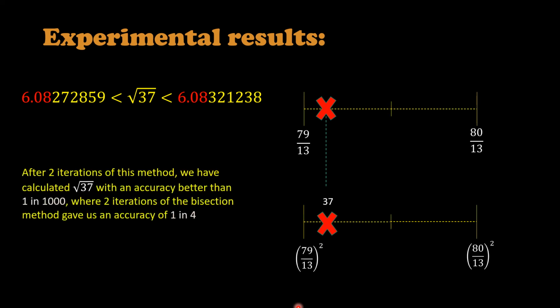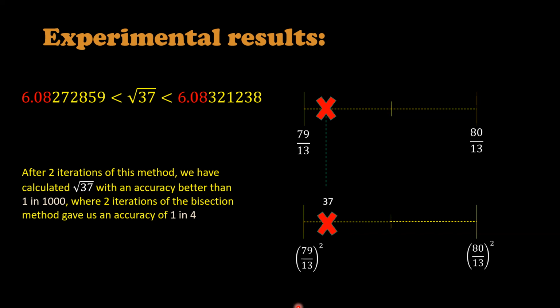Okay. So if we're comparing this to the original bisection method from before, 2 iterations gives us an accuracy of better than 1 in 1,000. Actually, you saw before, it's like 1 in 2,067, versus 2 iterations of the bisection method, which gave us an accuracy of 1 in 4, because the first iteration gave us an accuracy of a half, and the second iteration gives us an accuracy of a quarter.